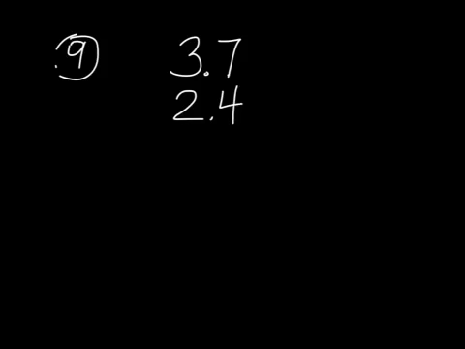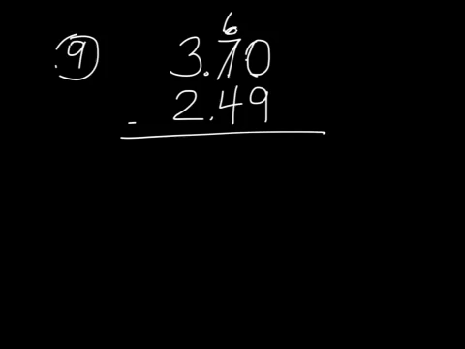Let's look at number 9 also. So I have 3.7. 3 ones, 7/10. I want to line up my other number exactly the same. I have 2 ones, 4/10, and 9/100. Just like in number 8, I want to add in this 0 to make it easier for me. And now I can go ahead and do my subtraction where I'm going to borrow.